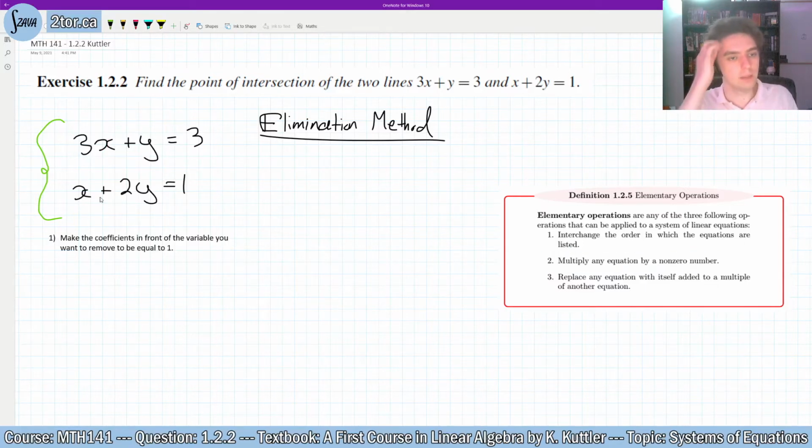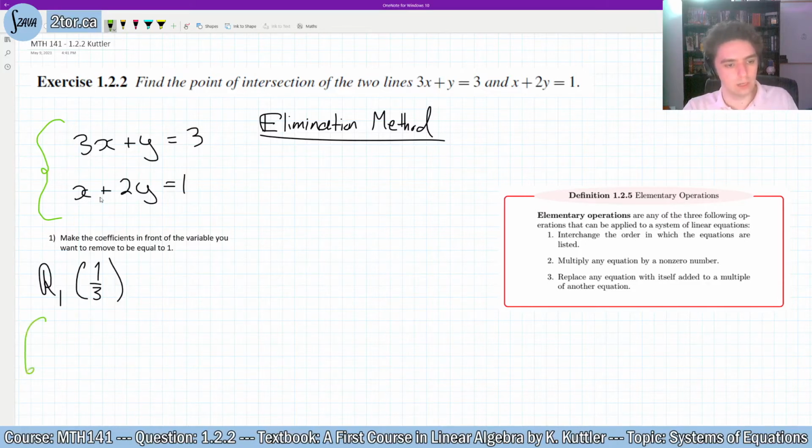So I'm going to multiply the first equation by a third, which would turn this into 1. 3 times a third is 1. How I would write that is row 1 times a third. Okay, and what's our new system? Well, it's going to look like this.